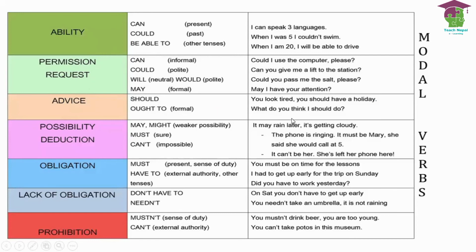Advice ko lagi chai should ra ought to use huncha. For example, you look tired, you should have a holiday, right? It's what you call advice. Possibility or deduction ko lagi chai it might rain, right? The phone is ringing. It must be my friend calling me, right? In that way, we can see.